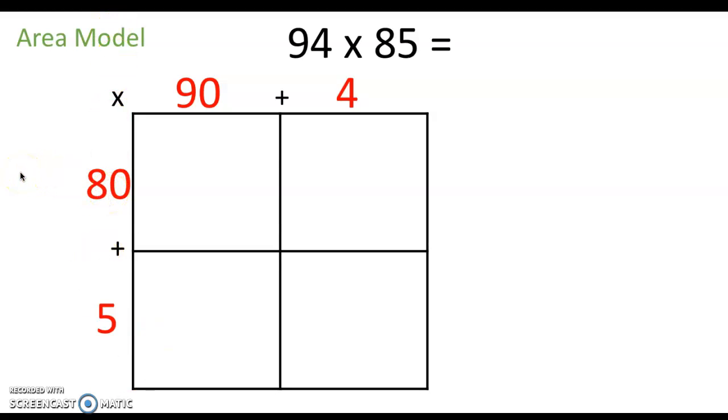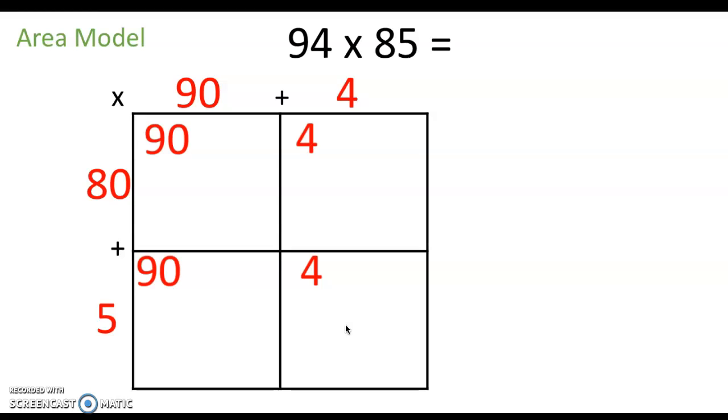So we're going to trace with our fingers, and we're going to take our numbers down and over. I always like to start off with the top one, that way I don't get confused. So let's start off with our 90. 90 will go down and down. Our 4 will go down and down.